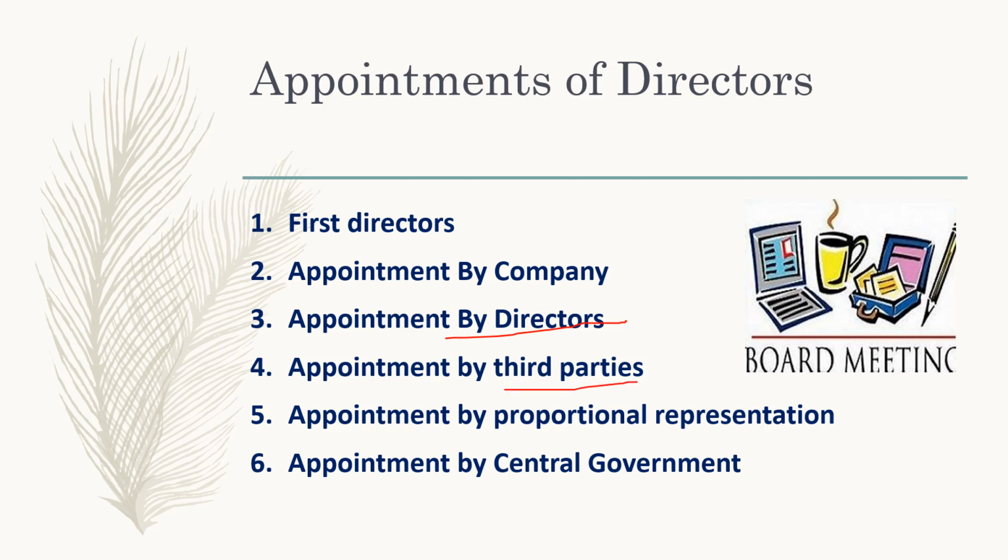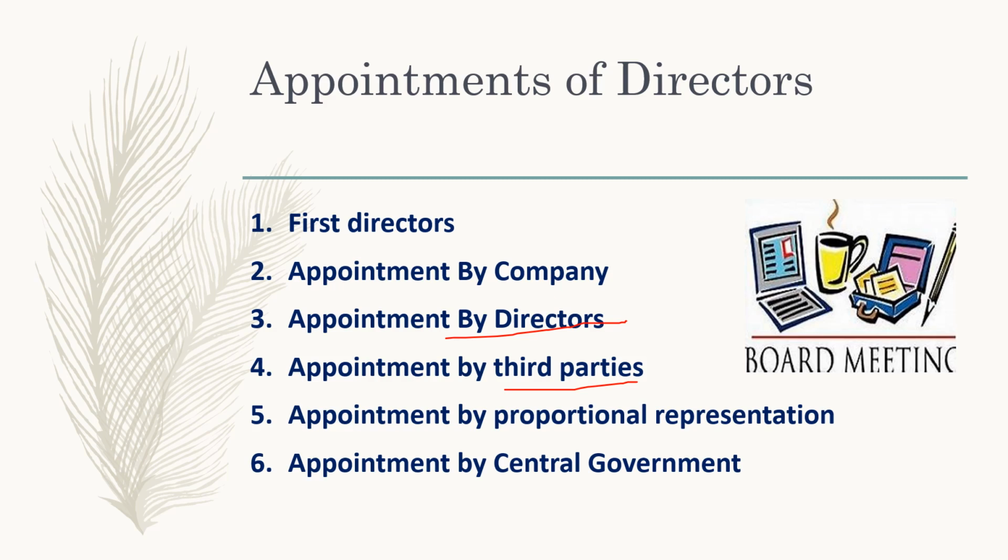Okay, then appointment by third parties. Suppose a company has taken an advance loan, then the creditors or the banking company can nominate a director. So the company from which you have taken loans, that creditor has the power to nominate the director. Just remember that the number of such nominees should not exceed one third of the total number of directors. So only one third of the total number of directors can be nominated by the creditors or the banking company from which you have taken the advance loan.